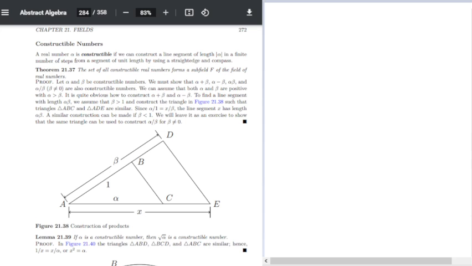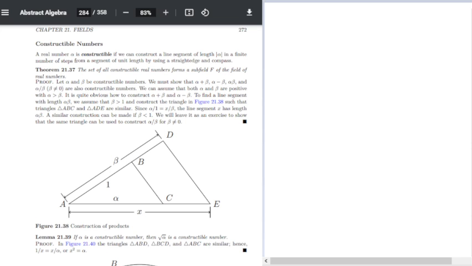Proof. Let alpha and beta be constructible numbers. We must show that alpha plus beta, alpha minus beta, alpha beta, and alpha over beta for beta not equal to 0 are also constructible numbers. We can also assume that both alpha and beta are positive with alpha greater than beta. It is quite obvious how to construct alpha plus beta. Just add them, tip to tail.